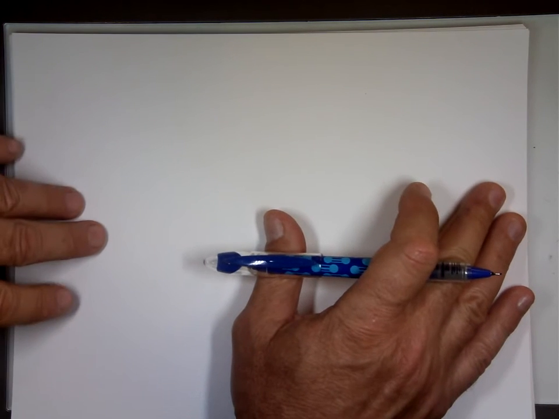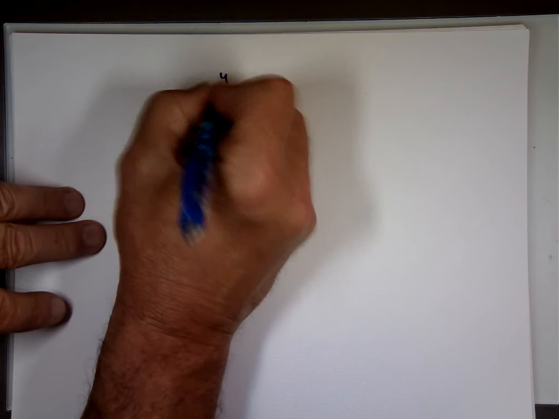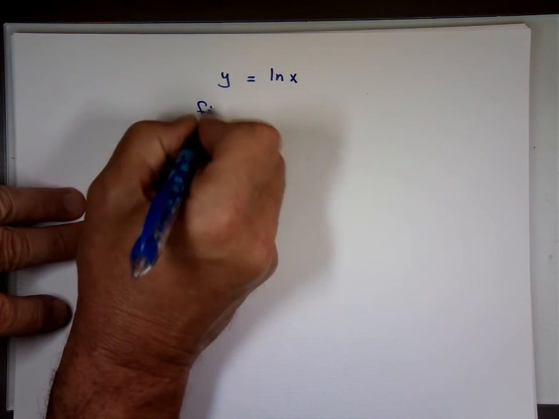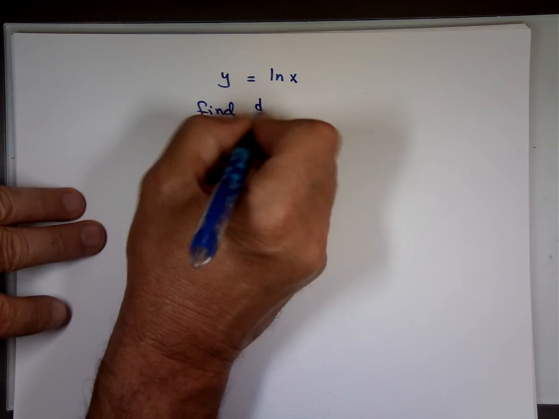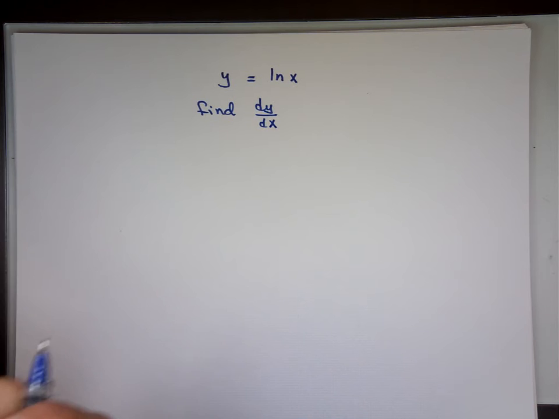So you come in and say, that's my final exam. Y equals the natural log of x. Find dy dx. Again, some of you might know the answer to this, but I'm going to derive it based on the stuff we just learned.